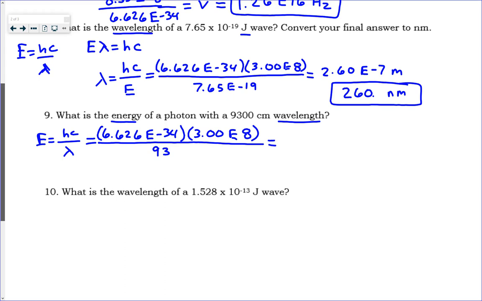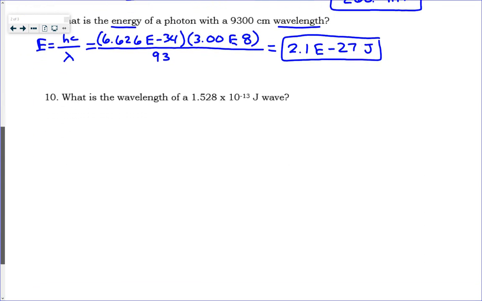We plug that into the calculator, and we get that energy equals 2.1 times 10 to the negative 27th joules. For this one, we had 2 significant figures because the original wavelength had 2 significant figures, so we have to round it to that level.